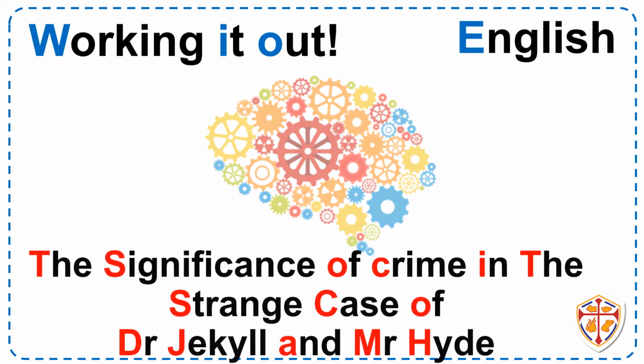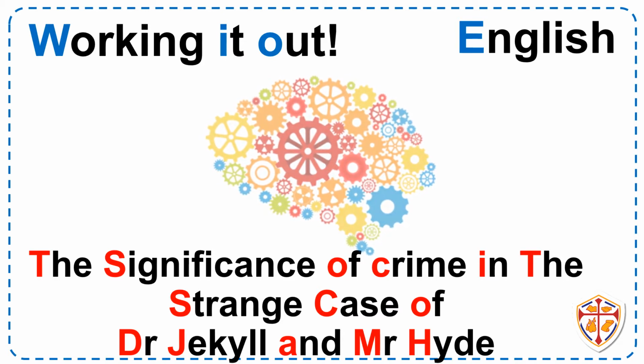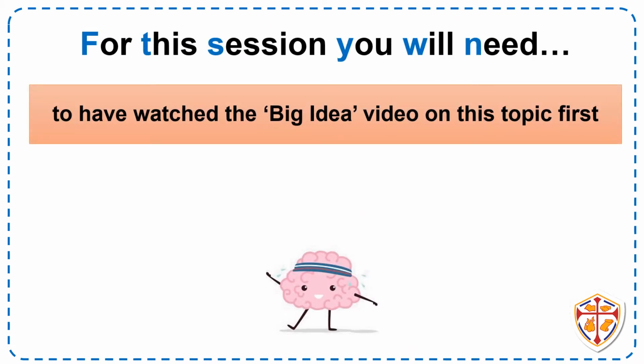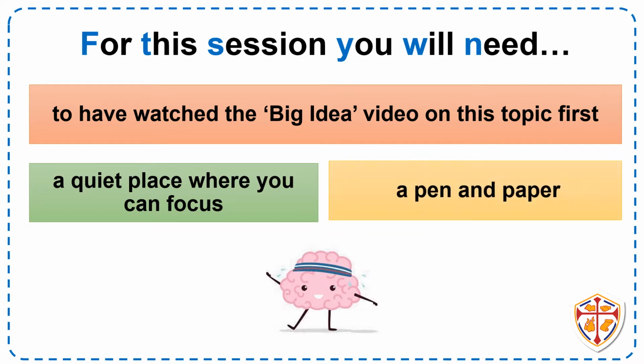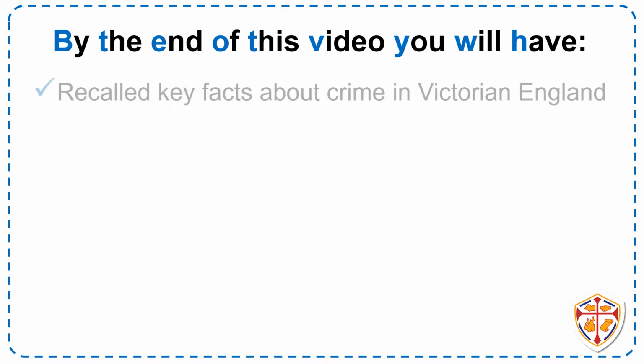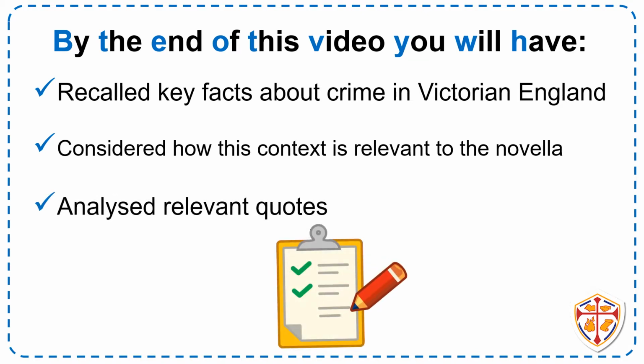This is our Working It Out video for English, and we're going to be looking at the significance of crime in the Strange Case of Dr. Jekyll and Mr. Hyde. For this session, you will need to have watched the Big Idea video on this topic first. You'll need to be seated somewhere quiet so you can focus, and you'll need a pen and paper. By the end of this video, you will have recalled key facts about crime in Victorian England, considered how this context is relevant to the novella, and analysed relevant quotes.